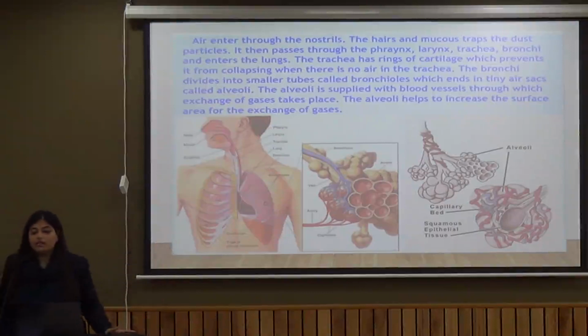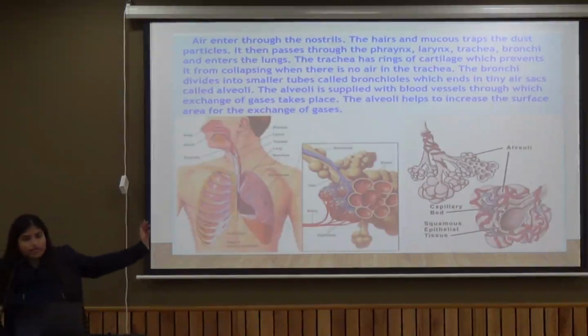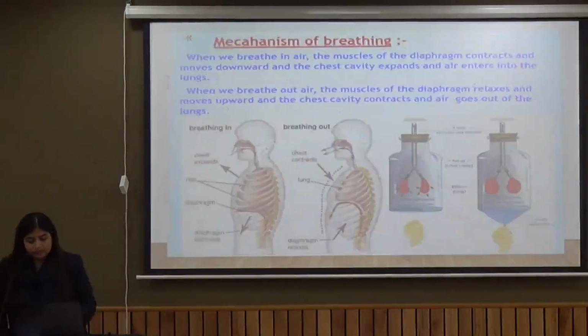Now alveoli are supplied with blood vessels through which exchange of gases takes place. The alveoli help to increase the surface area for exchange of gases. If you see, there are small balloon-like structures in the diagram over there. So these are alveoli heavily lined with capillaries.